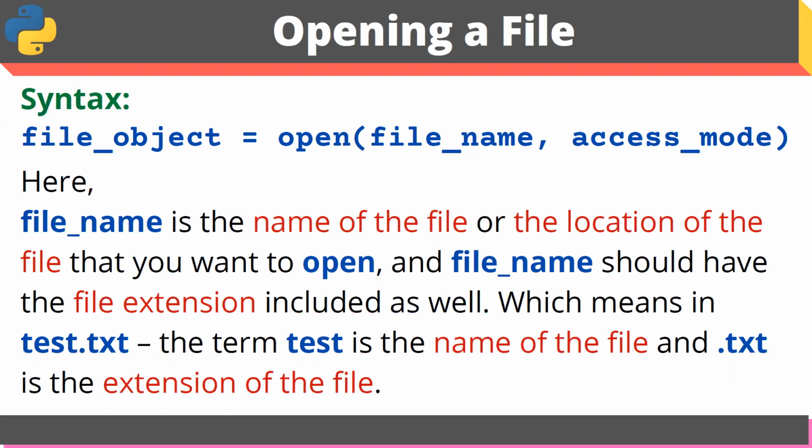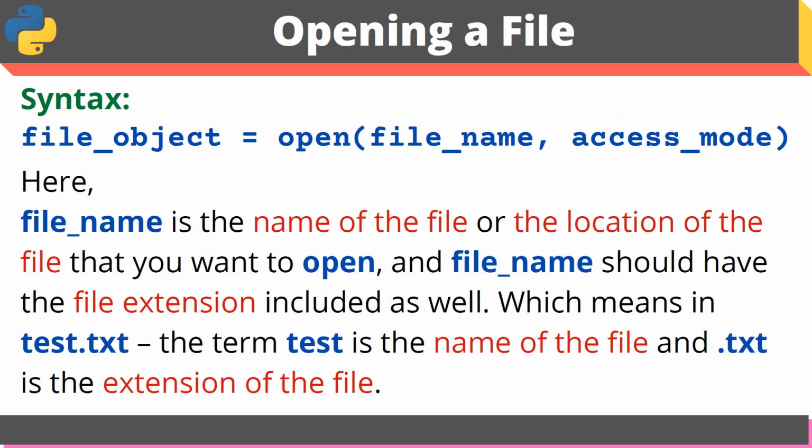Now coming to the syntax. We already know that the open function will return a file object. So whenever it returns, we have to store it. That's why we have created a file object variable equal to open, and we already said that we need a minimum of one argument, that is file name, comma, access mode. Here, file name is the name of the file or the location of the file that we want to open. If we are working in the current working directory, then we can simply specify the file name.